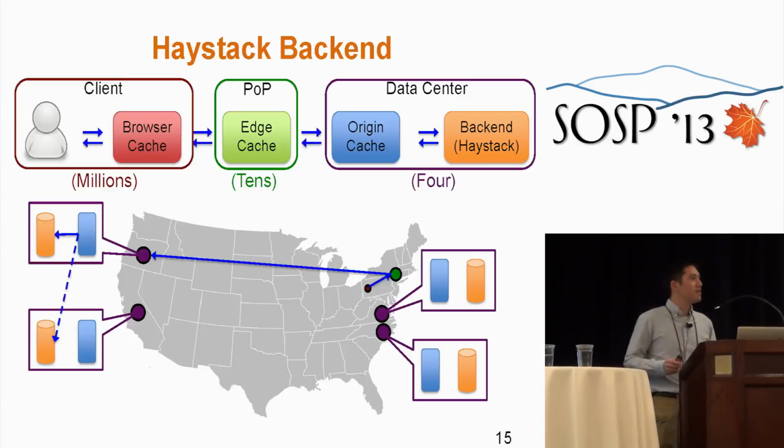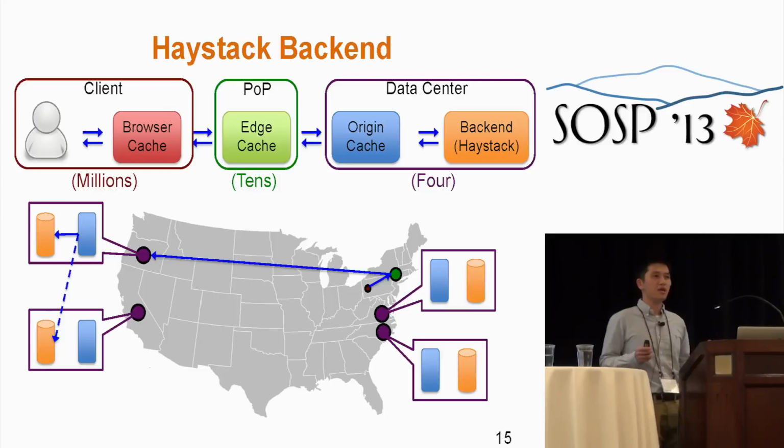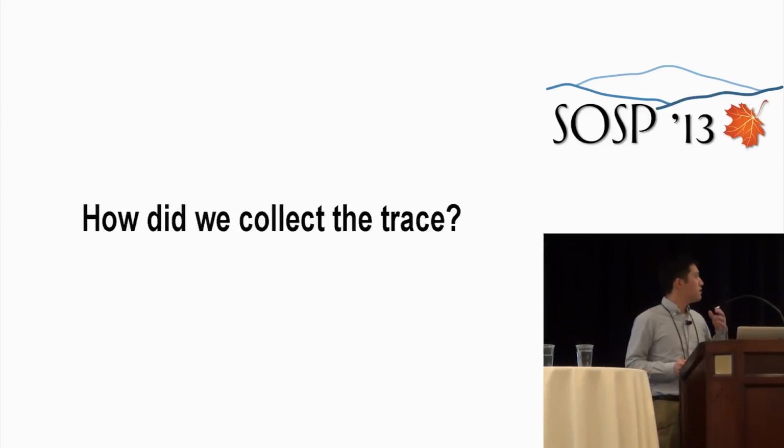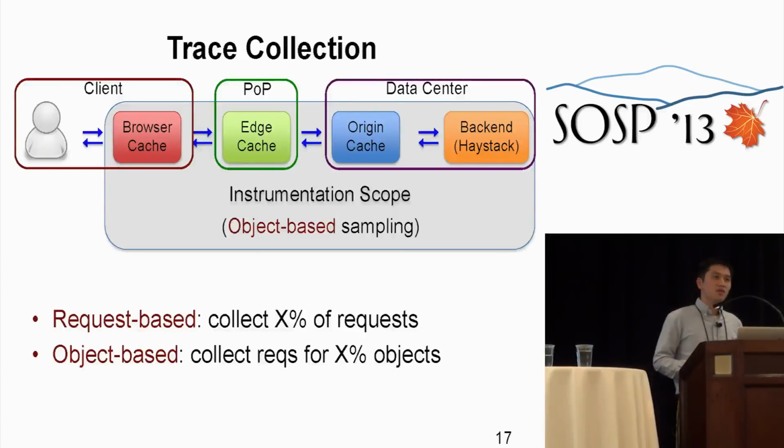So everyone is on the same page now. You know how the system stack works. And I showed you a bunch of lessons earlier. How can we extract the lessons from this stack? We decided to collect the trace in the production. The ideal scenario is that we can collect the trace at every component on this graph.